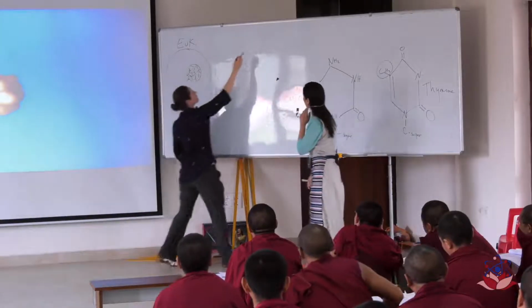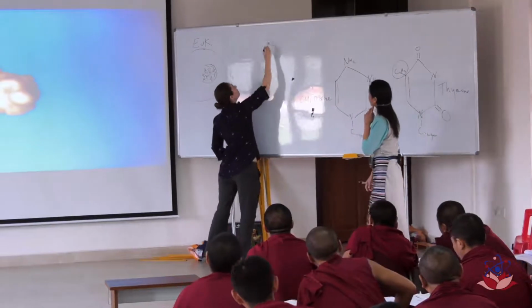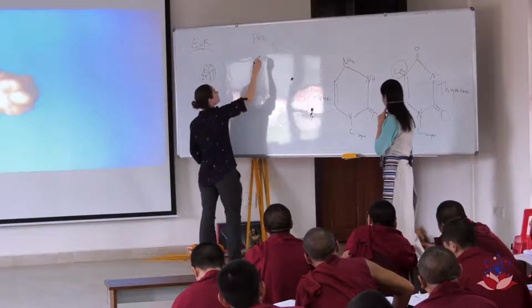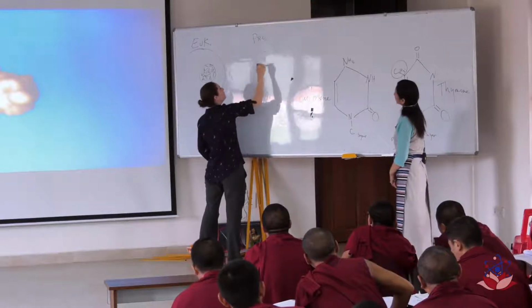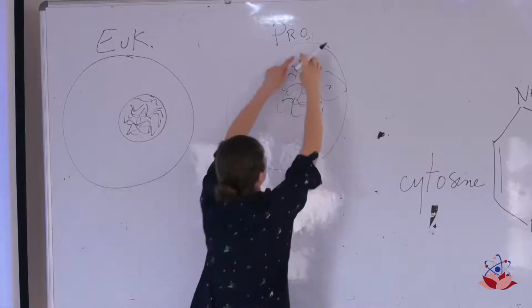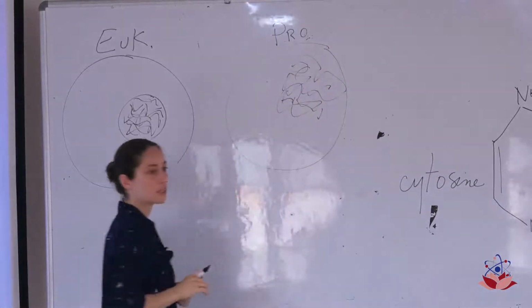In prokaryotes, the DNA still kind of forms a bit of a hairball. It's just not surrounded by a membrane.